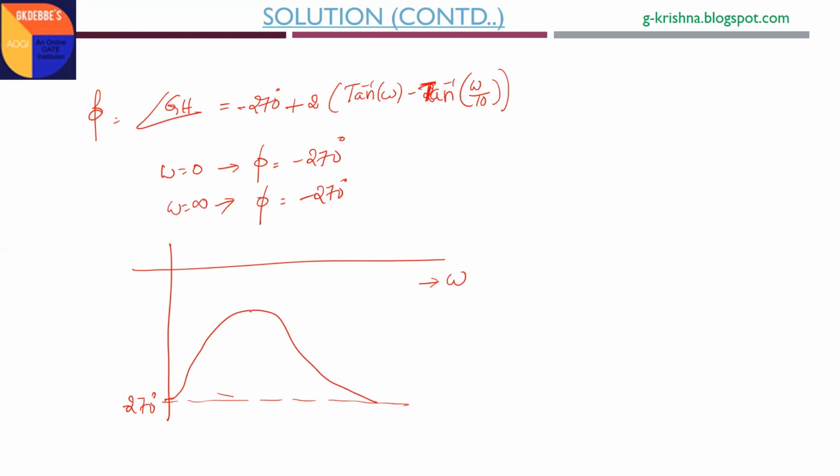This is the phase plot. And what is the maximum phase shift? When it starts at 0 degrees, it will be plus 110. Now, when it starts at minus 270 degrees, the maximum phase shift we will be getting is minus 270 degrees plus 110 degrees.